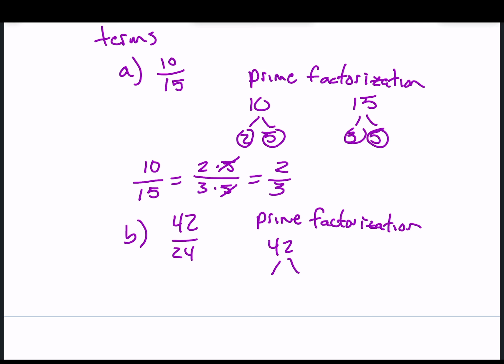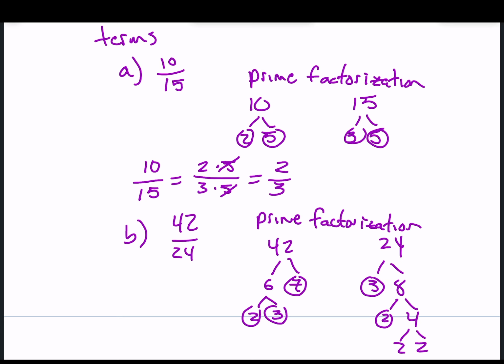Start with 42. We can write that as 6 times 7. 7 is prime, and 6 can be rewritten as 2 times 3. So our prime factorization of 42 is 2 times 3 times 7. And for 24, we have 3 times 8, and 2 times 4, and 2 times 2. Okay, so 2 times 2 times 2 times 3 is 24.